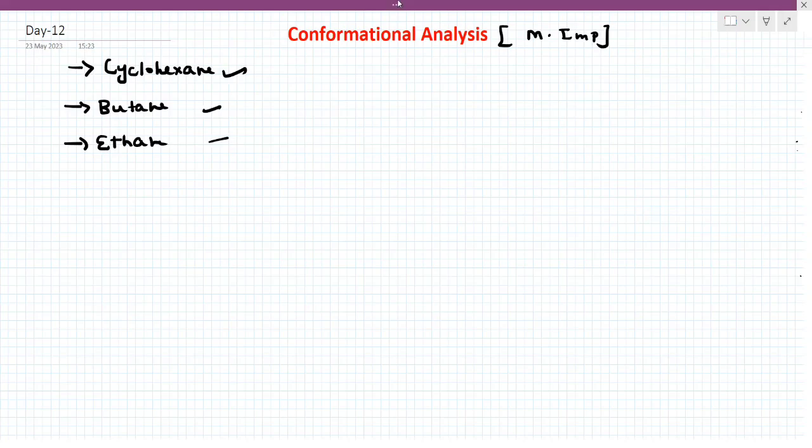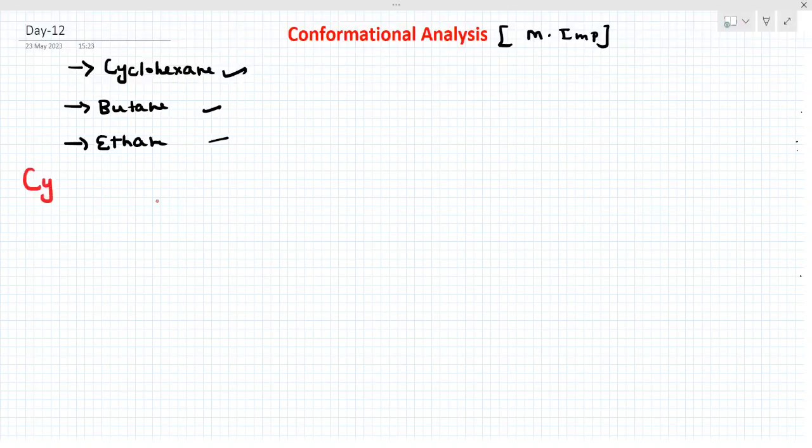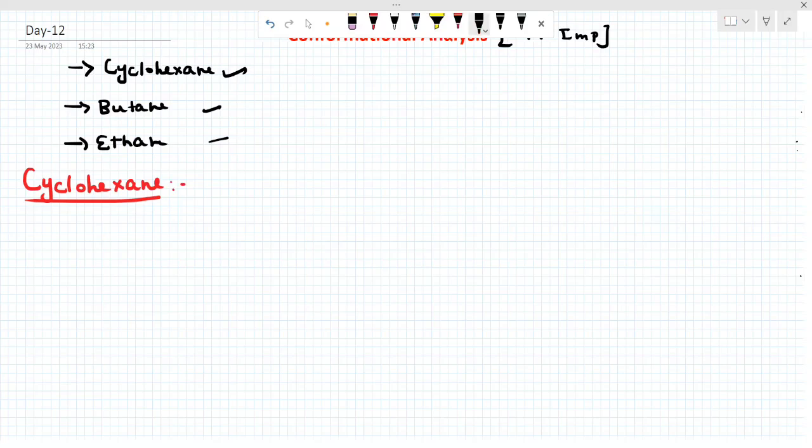Now we start from cyclohexane. It's the most important compared to butane and ethane. Please note, cyclohexane. Now what is the molecular formula? The molecular formula of cyclohexane is C6H6. This is a cyclic form.